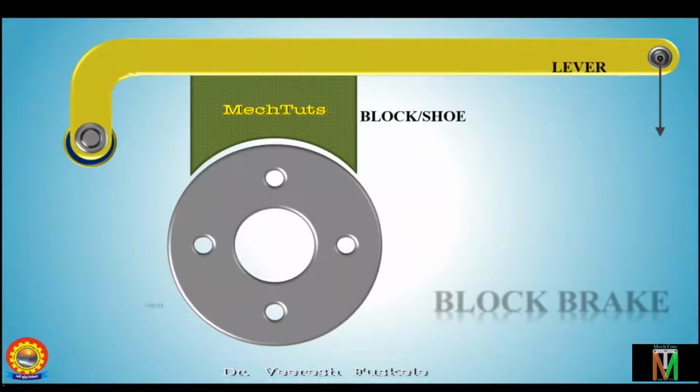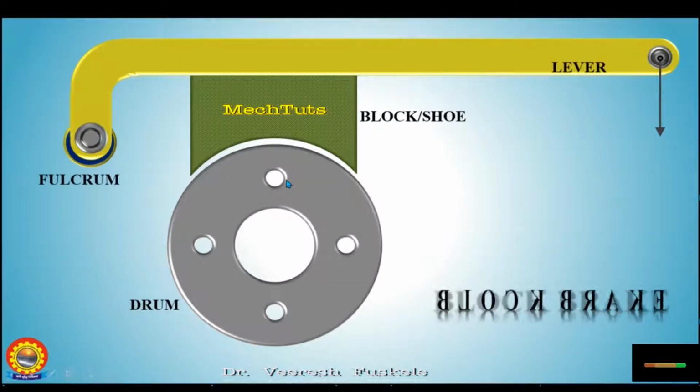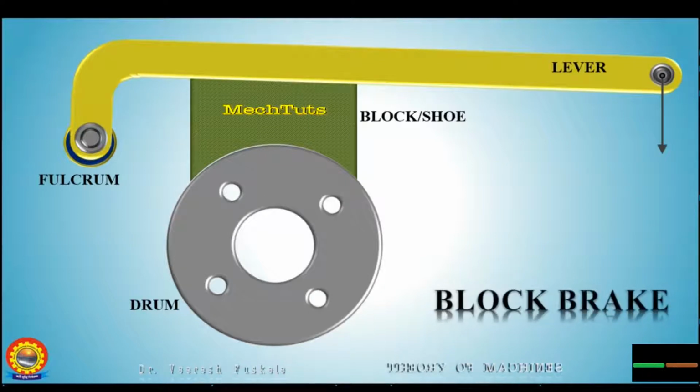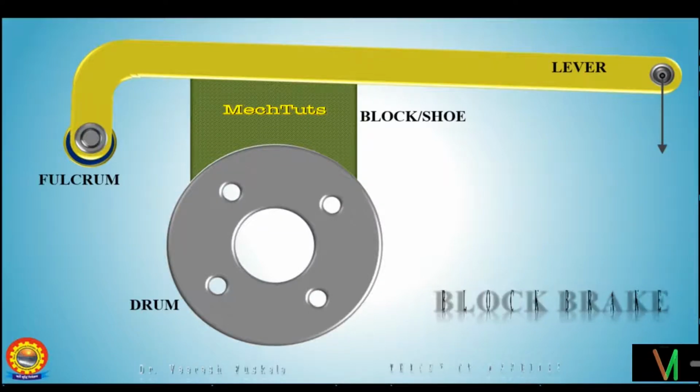So this is a typical single shoe or single block brake. This is the lever. This is the fulcrum point to which this end of the lever is pivoted. This is the drum which will be rotating, and at the free end of the lever we will be applying the force so that the drum could be stopped. So let's see how this is taking place. So this is how the brake is applied. Let's see once again.